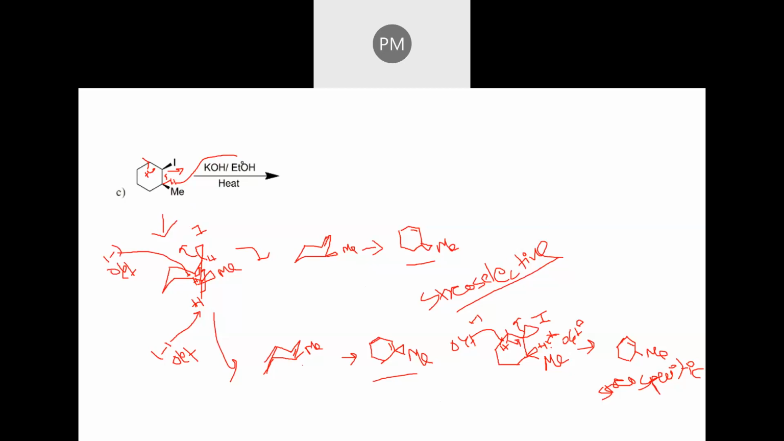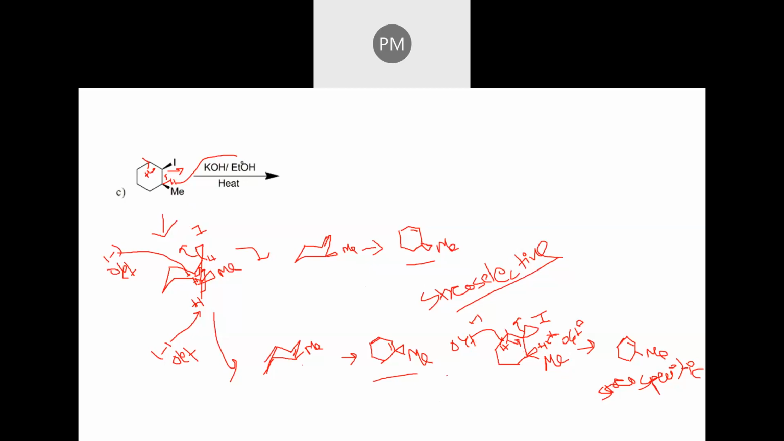So if the methyl is below the plane, then hydrogen will be above the plane. Now the leaving group is not anti-periplanar to this hydrogen, so from this side the reaction is not feasible. Only from one side is the reaction feasible, because there will be two hydrogens, one above and one below.